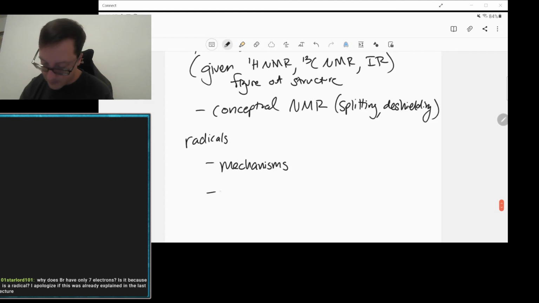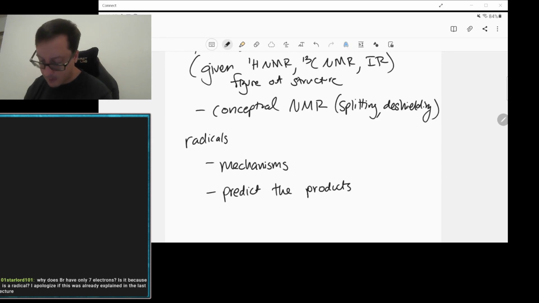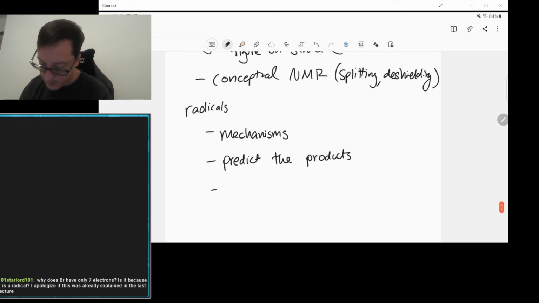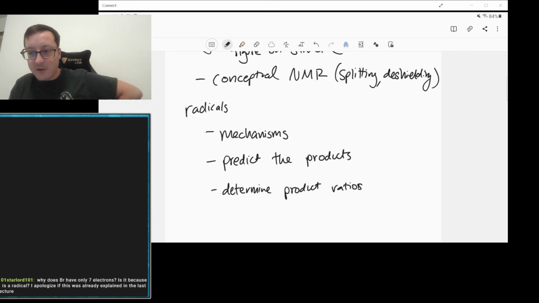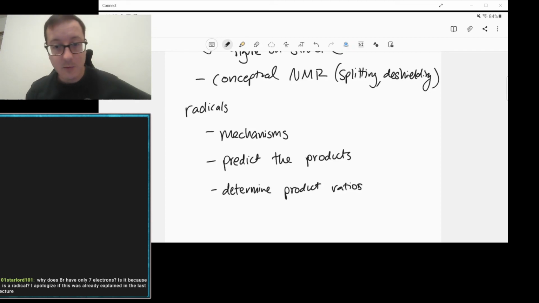We can have some predicted products. And let's see, what else can we do? We can have some kind of like determine product ratios. So remember, like, what's the ratio of, if we were to chlorinate this thing, what's the ratio that we would have the secondary one chlorinated or the primary one or whatever. So that's kind of the stuff we're going to be focusing on with radicals.